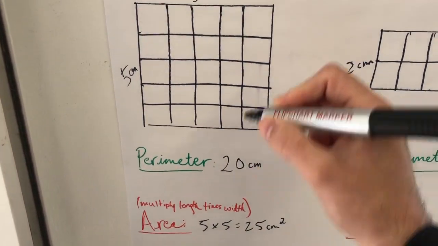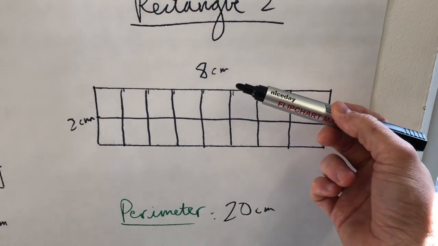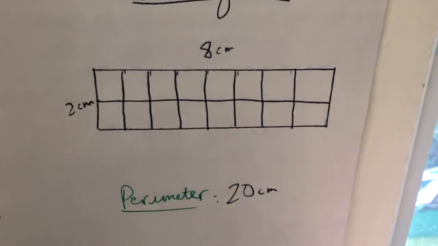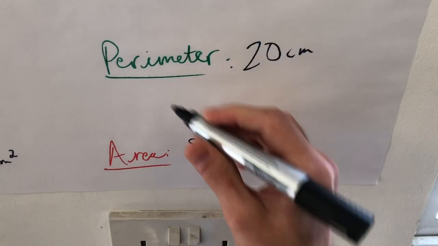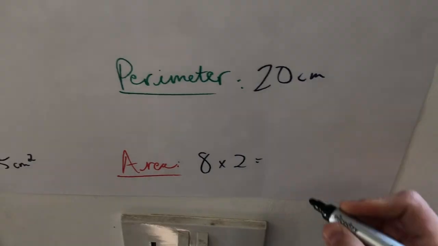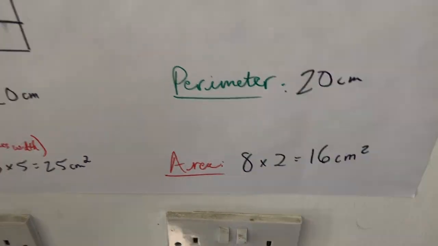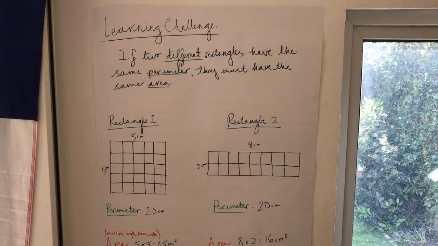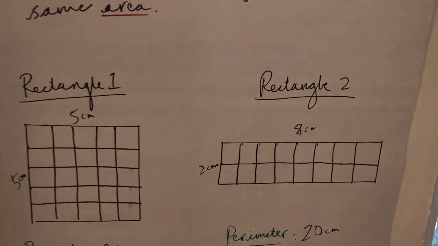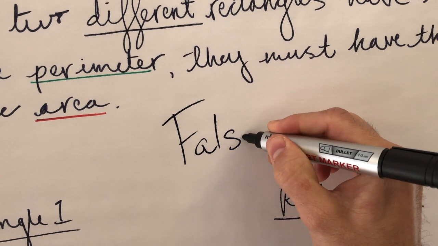It had a perimeter of 20. Rectangle 2 also has a perimeter of 20. To find its area, you could again count the squares, but you don't need to do that. You're in year 6. You can multiply the length times the width. 8 times 2, we know that to be 16 centimeters squared. So the answer to that, obviously, is if two different rectangles have the same perimeter, they must have the same area. We know that to be false.